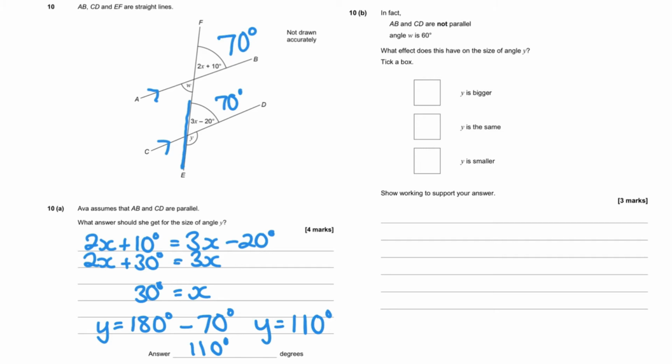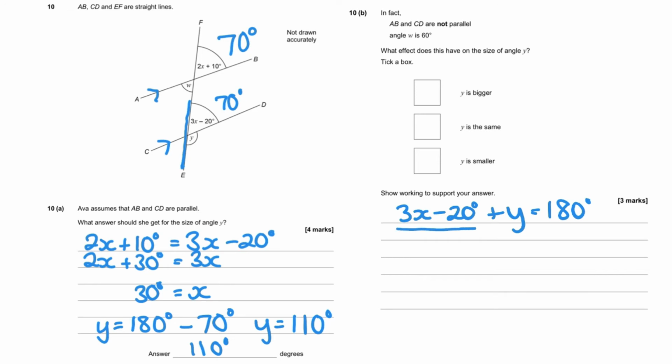So we mentioned before that angle W is part of the alternate angle rule with 3x minus 20. Those angles are on alternate sides of the line, so they're equal. So if W equals 60 degrees, then the 3x minus 20 actually equals 60 degrees rather than the 70 that we worked out. But angle Y is still on a straight line, so 3x minus 20 degrees plus Y is still equal to 180 degrees.